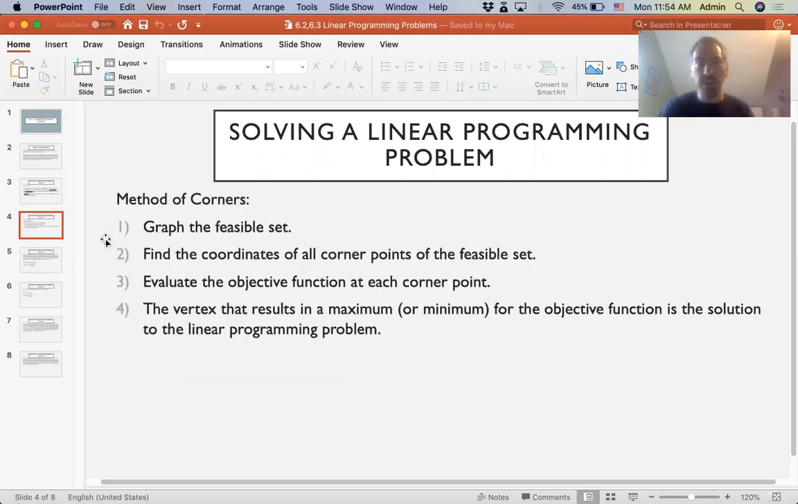Okay, so here are the steps for the method of corners. Step 1, graph a feasible solution, just like what we did in the previous video. Step 2, find the coordinates of all the corner points. Then step 3, take those corner points and plug them into the objective function. And then step 4, the vertex that results in the maximum or the minimum, depending on the problem, for the objective function is the solution to the linear programming problem. Okay, let's see how this works in real time.